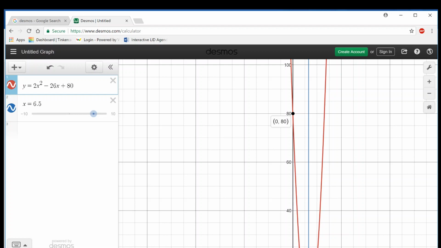Desmos is incredibly powerful and makes it very easy to do all of the things that we need to do to answer these questions. And that's it.